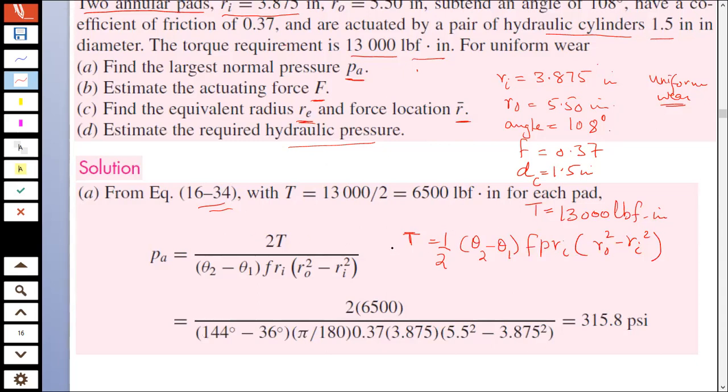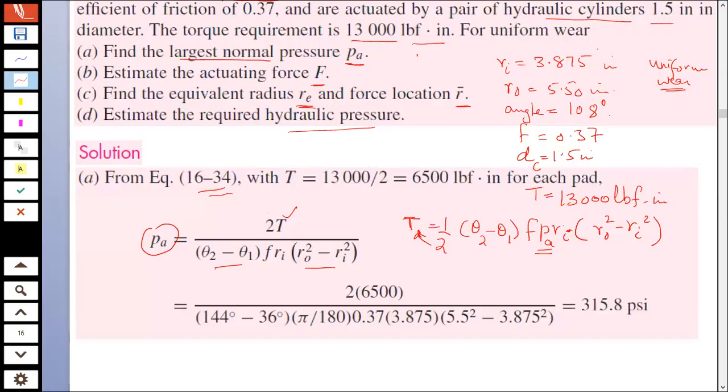ठीक है जी, तो from here we can find out this PA, which is the largest normal pressure. ठीक है जी, so go ahead and find out this largest normal pressure. Your PA will be equal to 2T, ठीक है जी, 2 torque, and this, you already know the values of the torque, the angles, and the R naught and R naught square minus R I square. ठीक है जी, already आपको पता है. You already know these values.